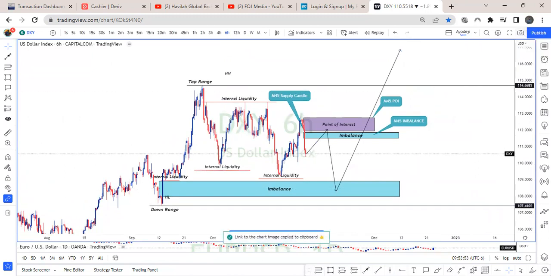How do I do this? Okay, I'll just keep here and then go back to my chart.